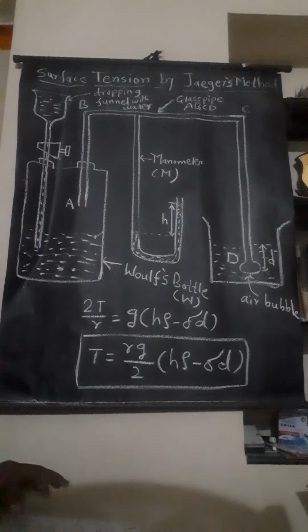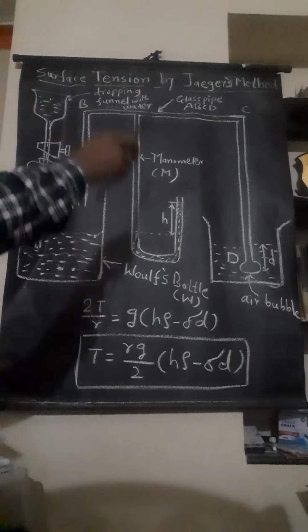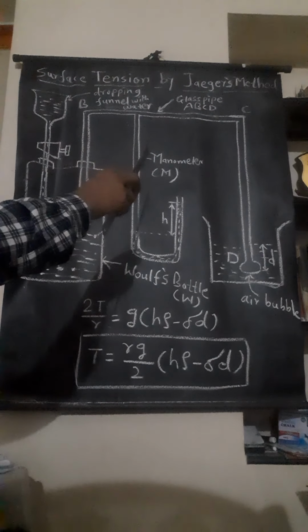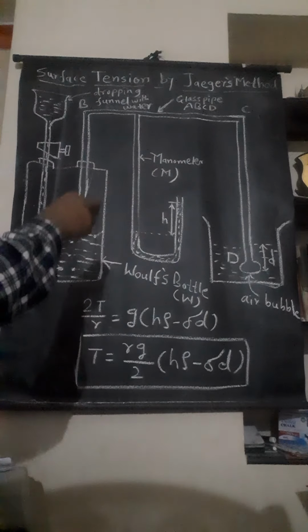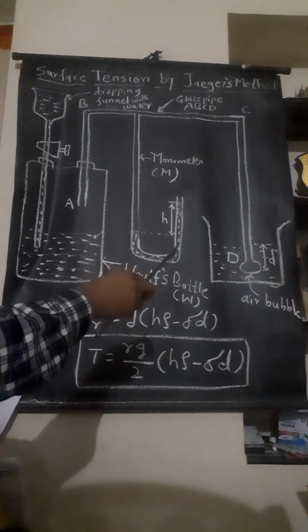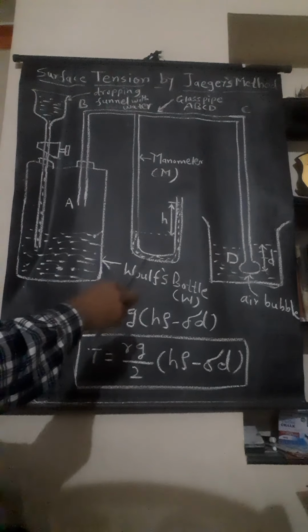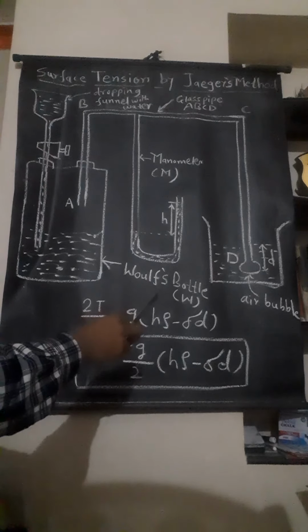Here is the Geiger's method apparatus, which is used to determine the surface tension.